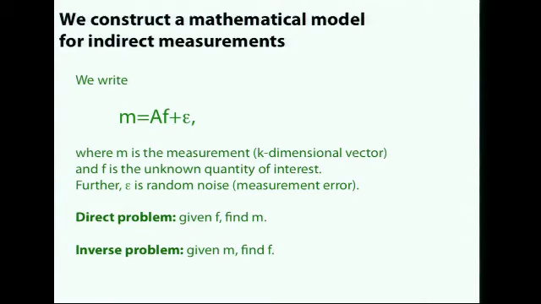So now the direct problem would be: if we know F, find M. That's the easy part. And the inverse problem is: if we know the data, find the F that produced that data.